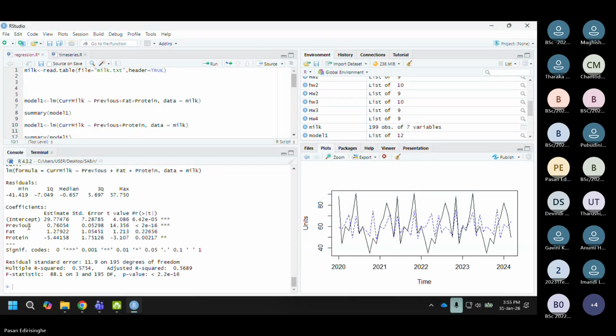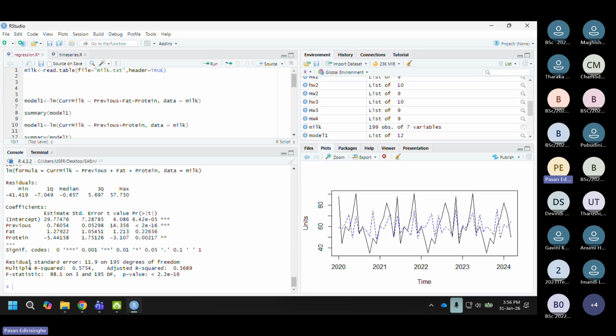So if you look at the data here, you can notice the p values, you can check them, right? For the previous variable, it is a very small p value. And then the fat variable, it is 0.2, so it is not a small one. And then the protein variable, 0.002, that is small. So that indicates they are significant, and this is not significant. So the fat variable is not significant, but the other two are significant.